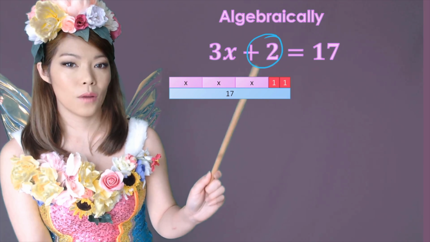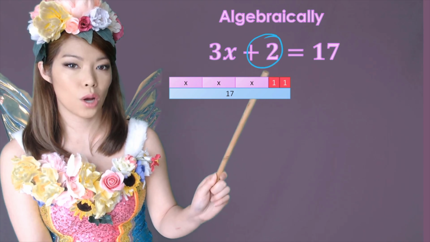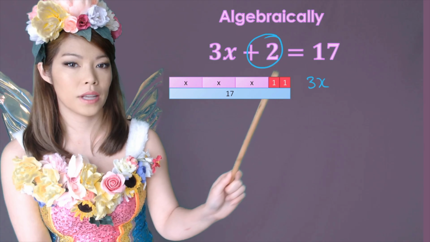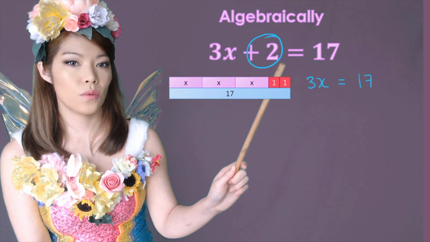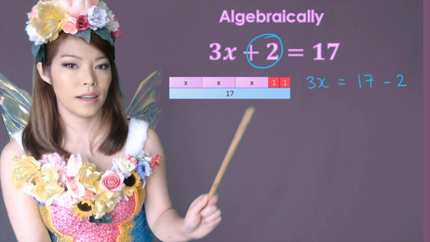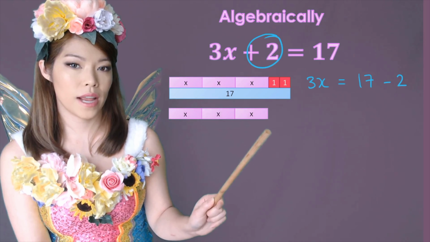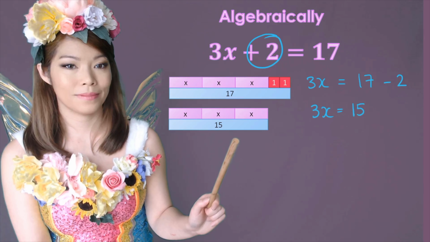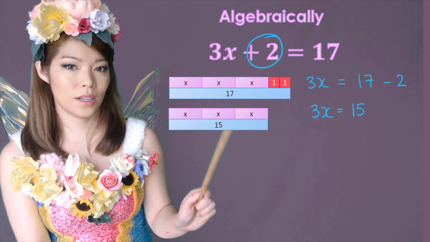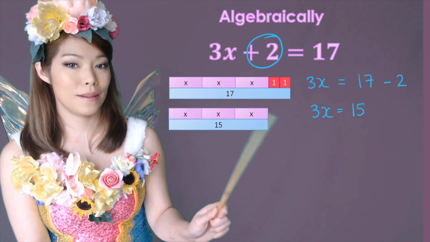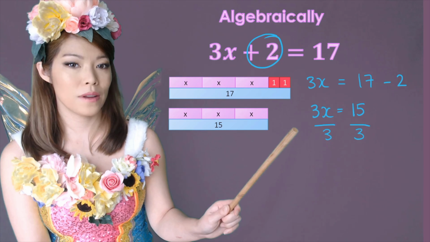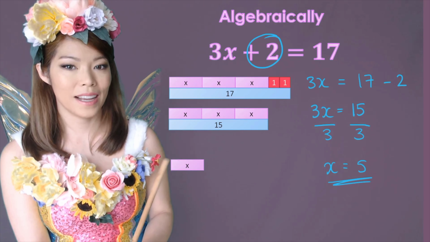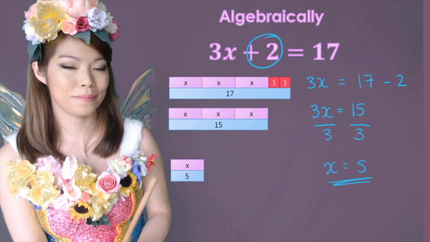How would we solve this algebraically? Well, we can see that we can get rid of 2 and chop off 2 from both lines. So we can do 3x, get rid of 2 from both sides means minus 2 on both sides. We would get 17 minus 2 on the other side. So the top will be just the 3x, and 17 minus 2, the bottom will be 15. So now the next thing we can see to figure out what x is, is to simply divide by 3. So we divide both sides by 3, we get rid of the 3 on the left, and we get 15 divided by 3 is 5. So x is equal to 5.